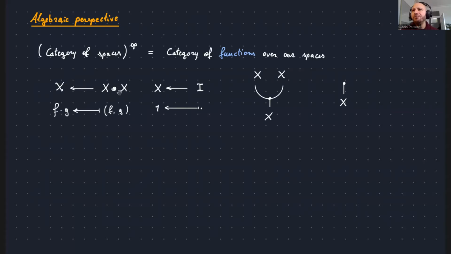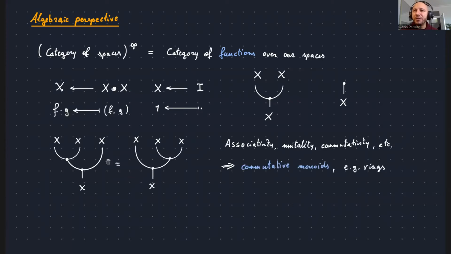So now you see the copy maps become a little bit like multiplication maps, and the discard maps become a little bit like unit elements. So if you look at functions on X and you replace X by the functions on X, then the copy map is a little bit like the product of the functions, the pointwise product of functions. And I is just a function that's identically 1.